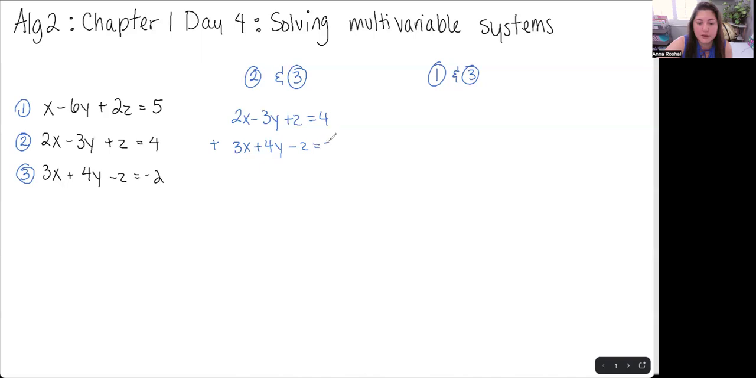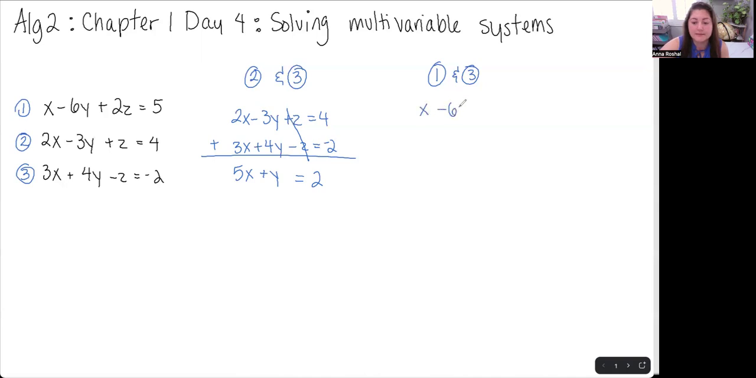Let's make sure I have everything. Okay, so 2x plus 3x is 5x. Then I have negative 3 plus 4 is y. And then the z's will cancel, and that's going to give me 2. So now I have an equation that has an x and a y, which is something that I'm used to from Algebra 1.